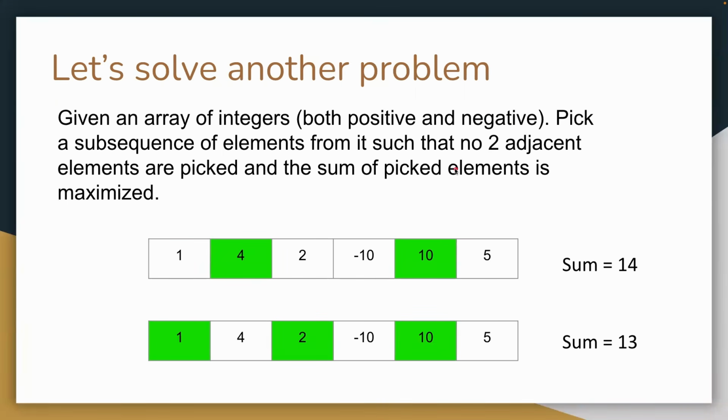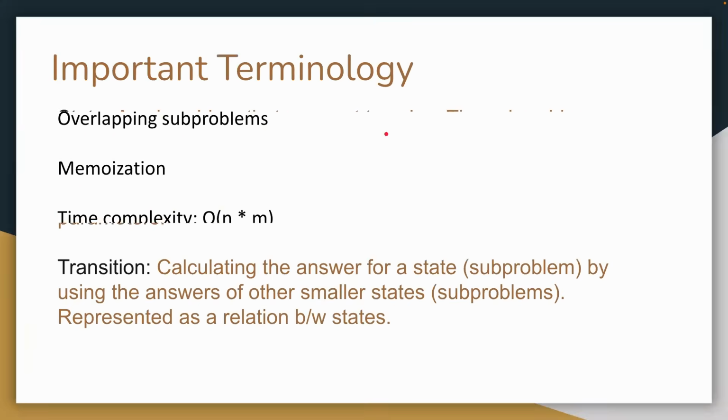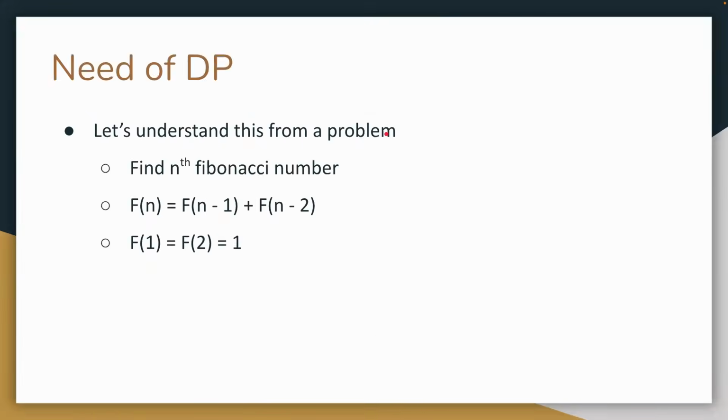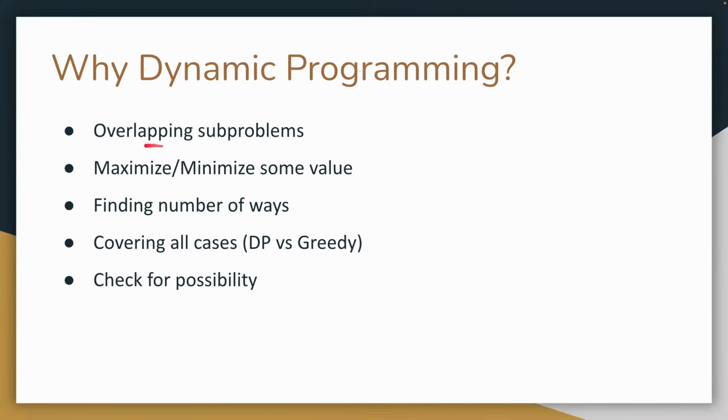Okay. So what is happening here? Which problem are we solving here? Look at this. Obviously, we have some overlapping subproblems in this. We are not discussing that. But what are we trying to do? Are we trying to find the number of ways? Or are we trying to do some greedy? Or are we trying to check for possibility? Or are we trying to maximize or minimize some value? We're trying to maximize the sum.